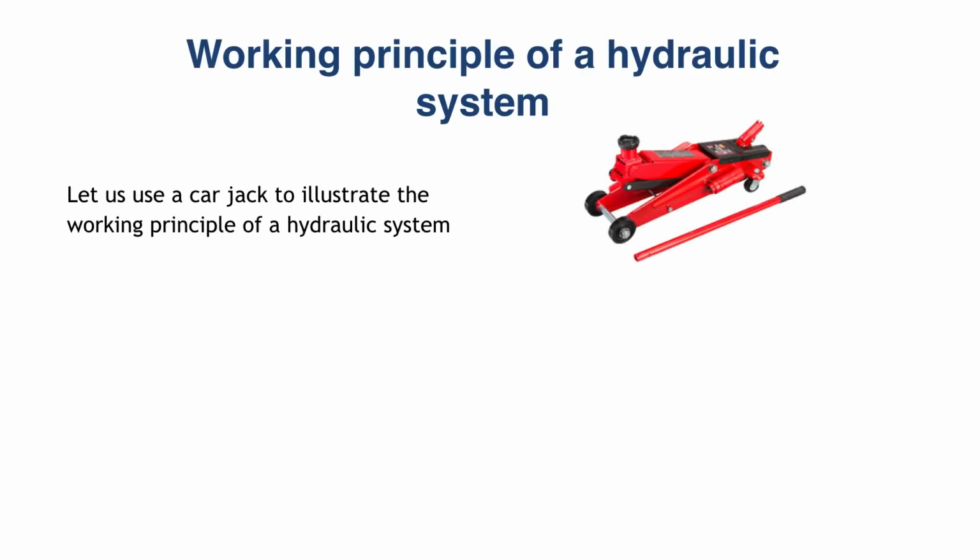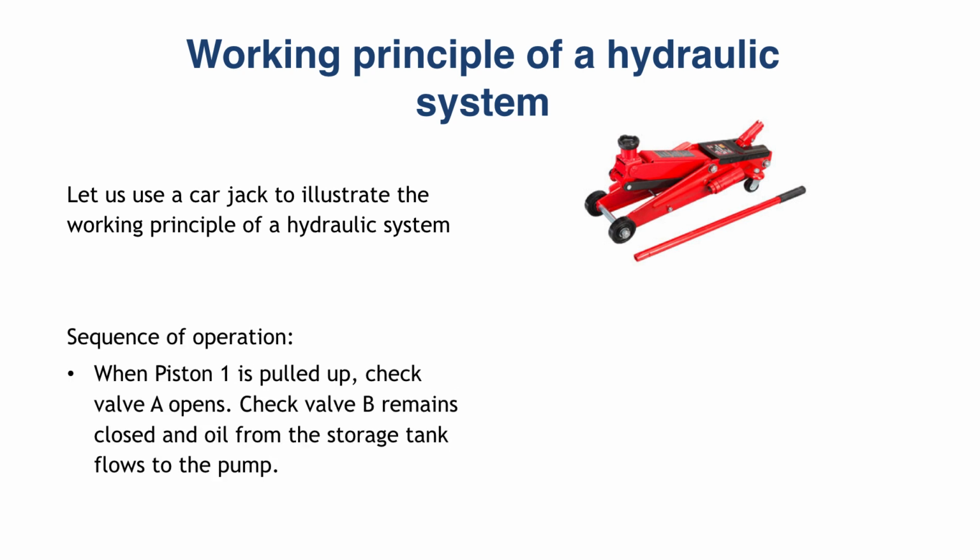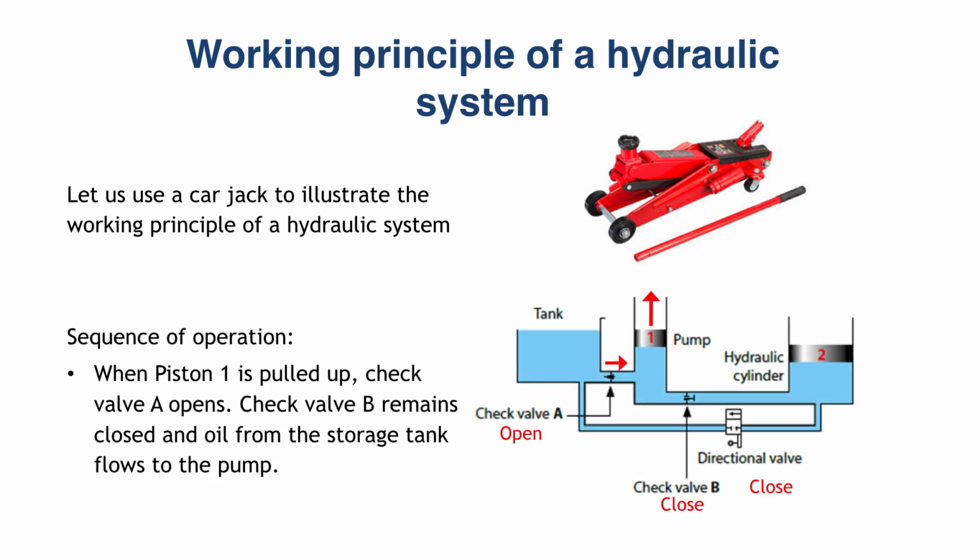Let us use a car jack to illustrate the working principle of a hydraulic system. When piston 1 is pulled up, check valve A opens, check valve B remains closed, and oil from the storage tank flows to the pump.